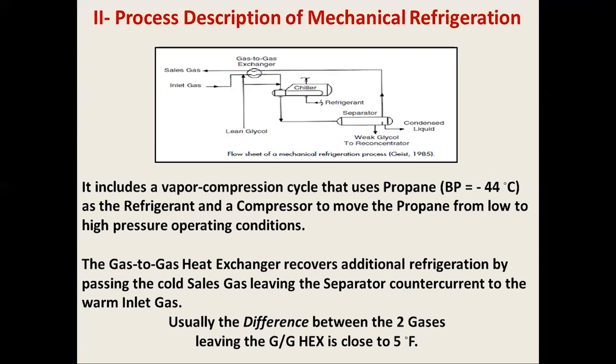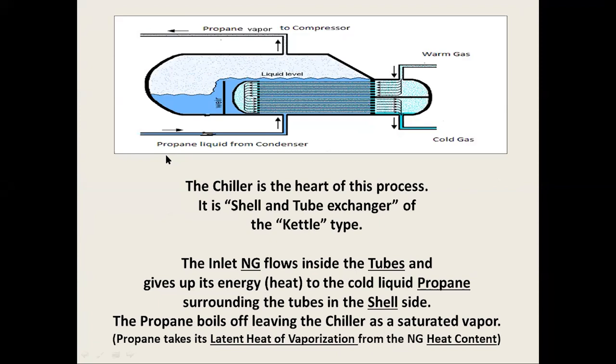Okay, here is the detailed structure or construction of the kettle reboiler. Here the propane enters and gets over the bundle, the U-tube bundle, then overflows. And it has only one outlet from the vessel, as a vapor, as you see. Here the warm gas enters and goes through the tubes and gets out as cold gas with condensed heavy hydrocarbons that need a separator. The chiller is the heart of this process.